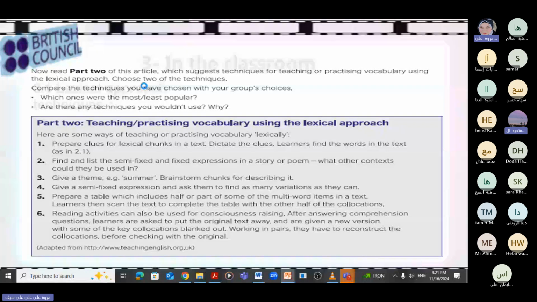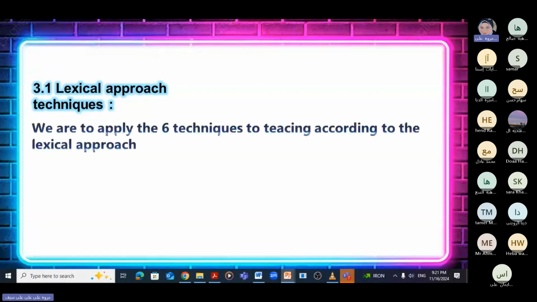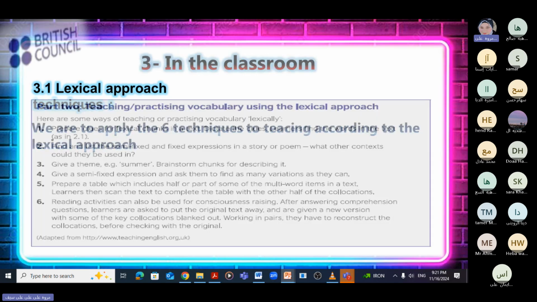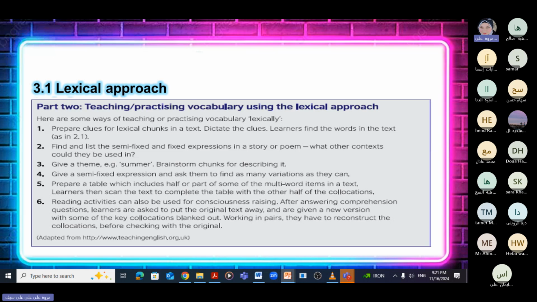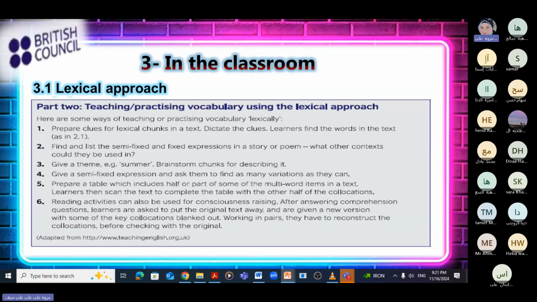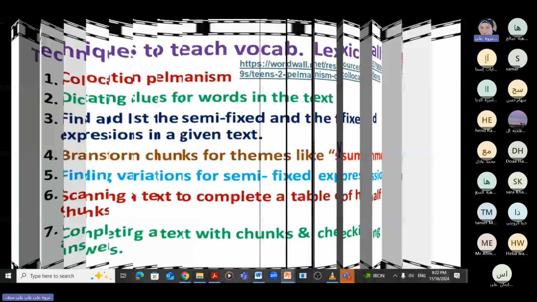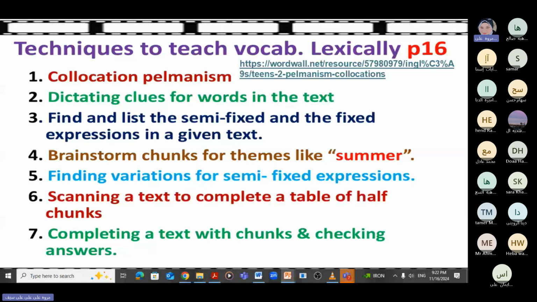Moving on. Now in the classroom, we are going to apply the six techniques of teaching according to the lexical approach. So here are the techniques you have been studying and discussing in the breakout rooms. Now let's practice them together. The first one, I added an activity that we have at the end of this module, but I put it here now to do it. The first one we will do is called collocation pelmanism.